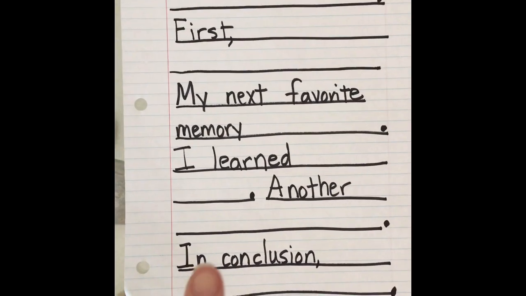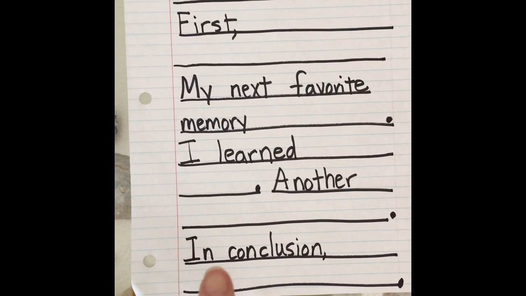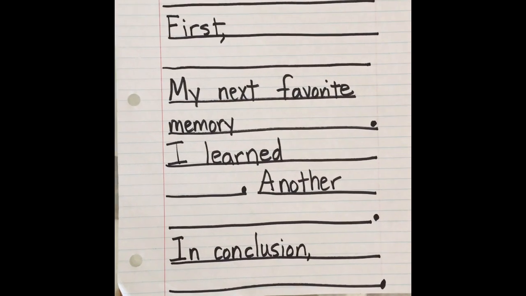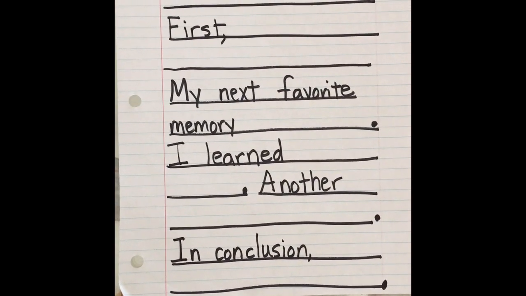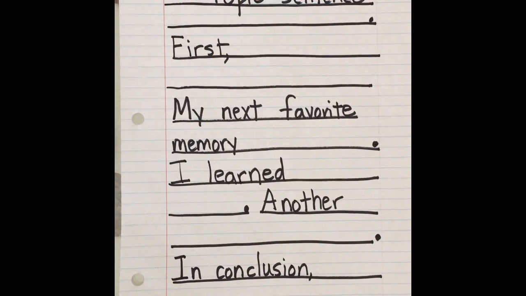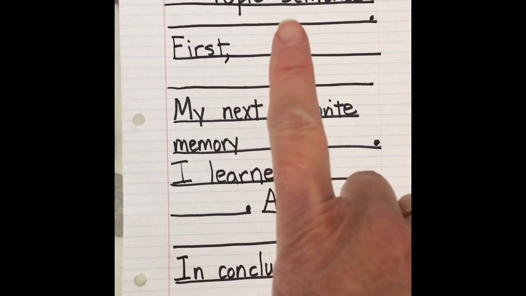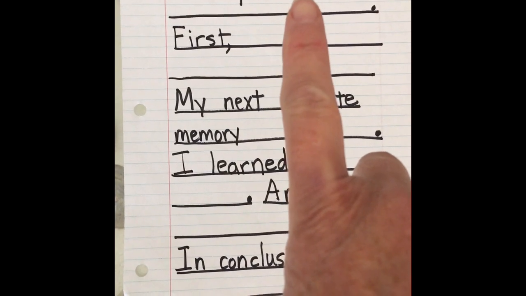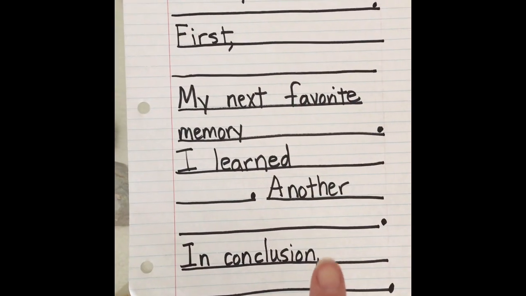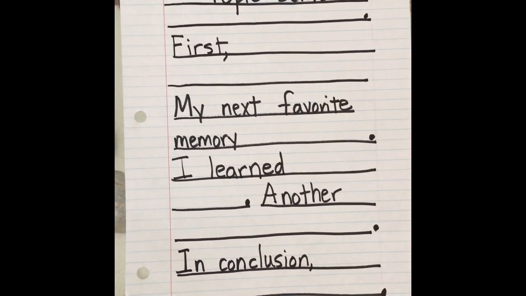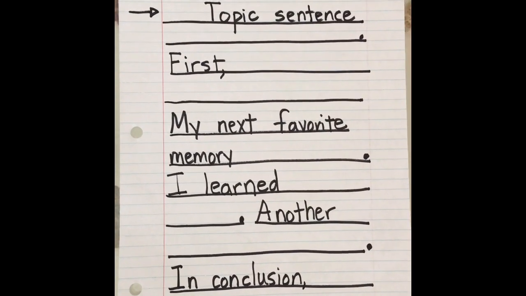Okay, we're at the end of your paper. So you're going to use another transition word like in conclusion, finally, last, and your conclusion should be very similar to your topic sentence. So these are not the same, but they're very similar.